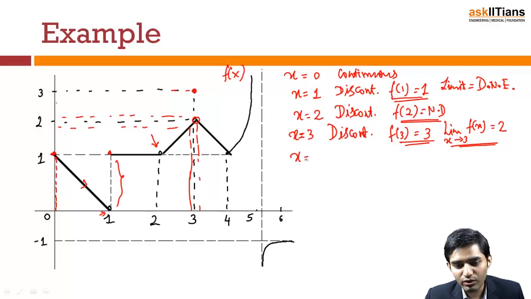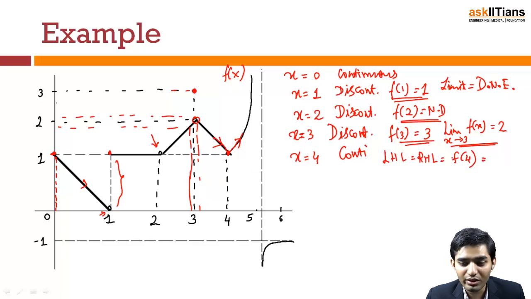Now check at x equal to 4. At x equal to 4 you can clearly see that here there is a dot, it is not a circle, right? So you will not have to lift the pen, you can directly go from here to here. Okay, so no need to lift the pen. So the function is continuous, and you can see from the graph also that LHL is equal to RHL is equal to the value of the function at x equal to 4, which is equal to 1. At x equal to 4 we will get y equal to 1, right?